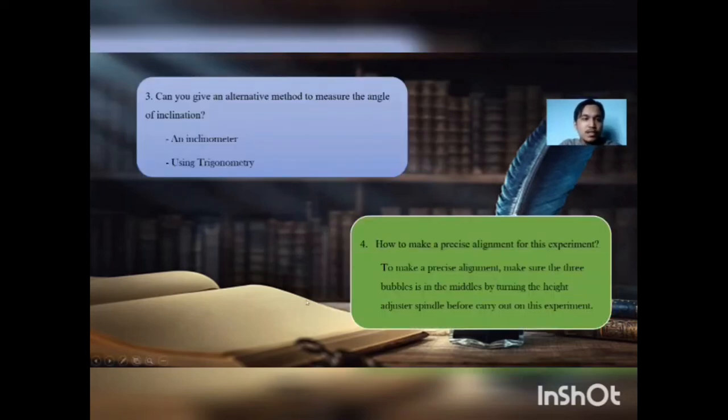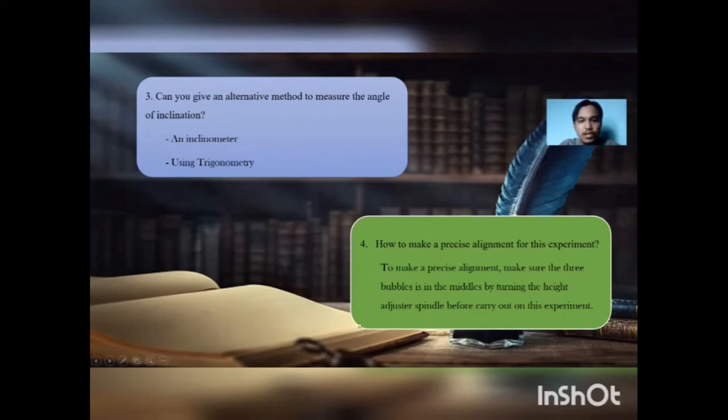The third question is, can you give an alternative method to measure the angle of inclination? In my opinion, the alternative method that I can use to measure the angle of inclination in this experiment is by an inclinometer and also by using the trigonometry method.